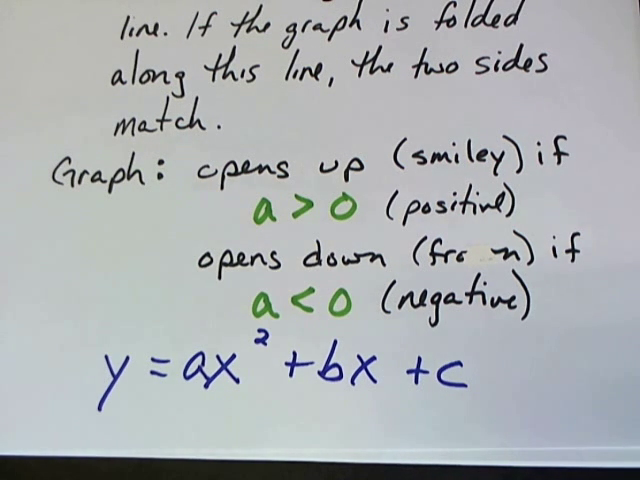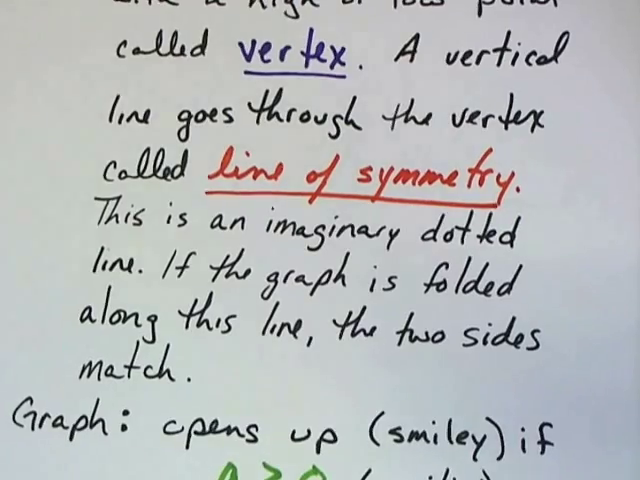If a is less than 0, or a negative number, if we have negative x squared in the front or negative 2x squared, something of that sort, then our graph opens down and we're a frown.